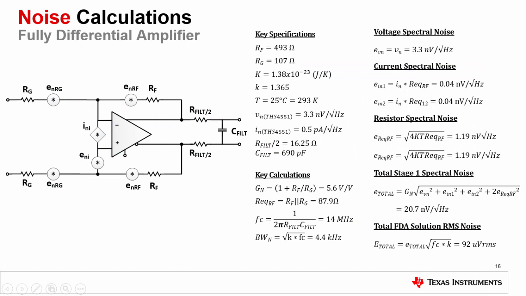For the FDA, we calculate noise in a similar fashion to the discrete noise calculation. Please note that this configuration is neither a first order nor a second order system, so a value of 1.365 was used for the brick wall correlation factor. Through calculation, we see that the total RMS voltage noise on the output of the FDA is 92 microvolts RMS.